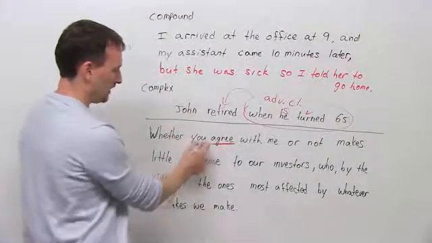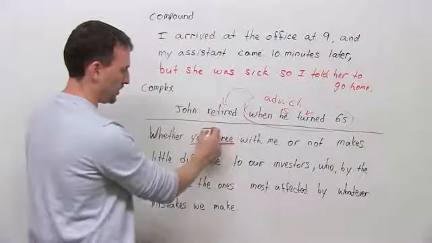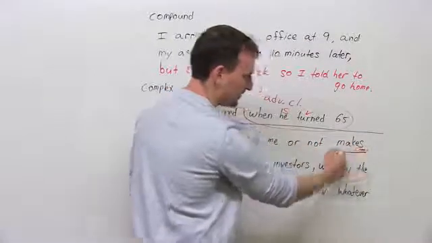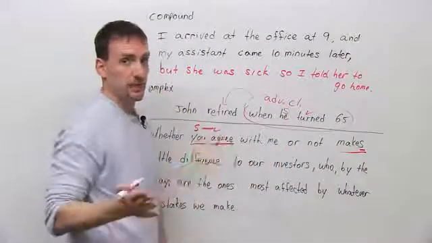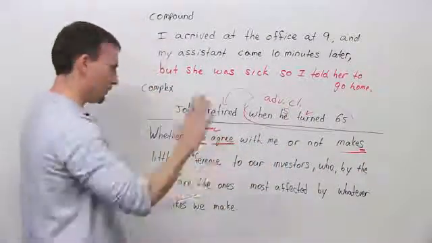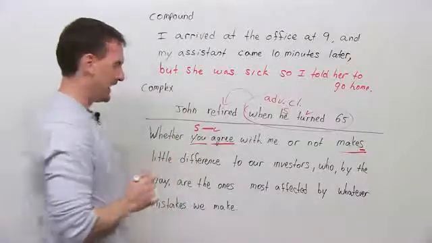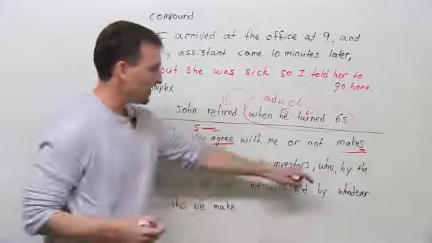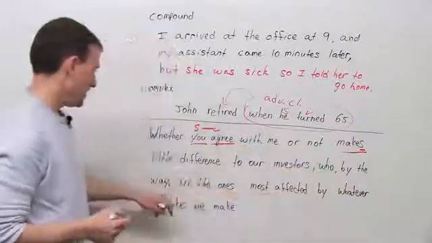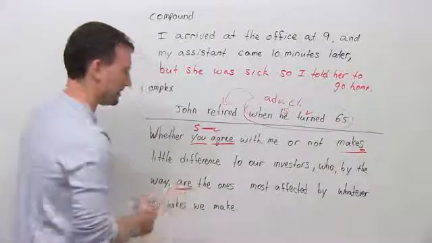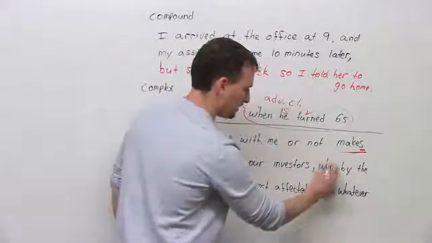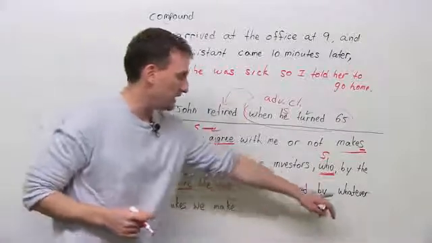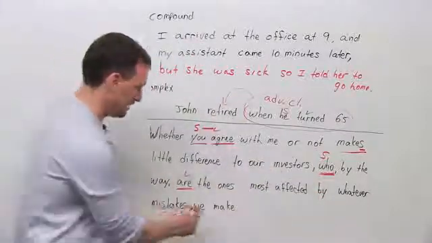Agree. Okay, there's a subject here. You agree. This is one combination of subject-verb. Or not blah, blah, blah, makes. Well, that S tells you that this is a tense verb, simple present. Okay, we'll figure out where the subject for it is. All right. Little difference to our investors. Makes what? Who, by the way, are. So here's another tense verb. And here's your subject for it, okay? The ones most affected by whatever mistakes we make. And here's your last one.